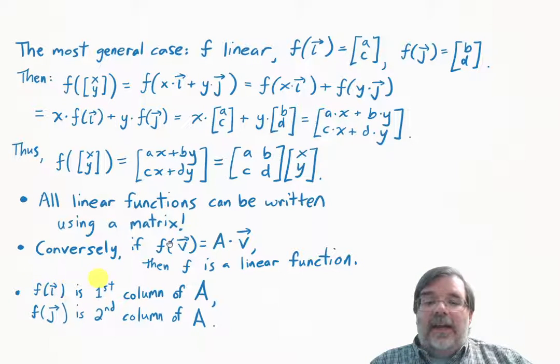And f of i, right, those values a and c, that turned out to be the first column of our matrix. F of j, those values b and d, turned out to be the second column of a matrix. Right? So if you know that you have a linear function with these two pieces of information, in theory, once you understand this, you can actually just skip right to the end. F of i is the first column of values, f of j is the second column of values. And that's how you can derive the matrix corresponding to a linear function.